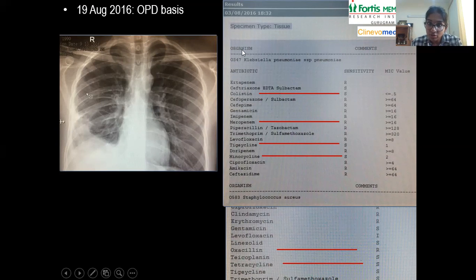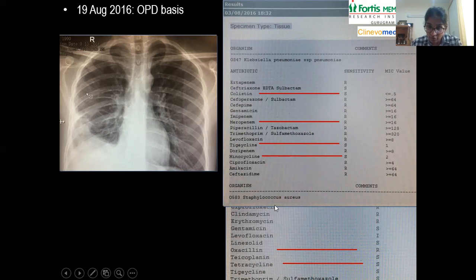We looked back into the culture reports more diligently, and when we look at Klebsiella pneumoniae, this was indeed a carbapenem resistant Klebsiella pneumoniae with sensitivity to colistin. Tigecycline was sensitive. We also looked into the tetracycline sensitivity. Tetracycline was not reported, but minocycline sensitivity was reported in this patient with a MIC of 2.